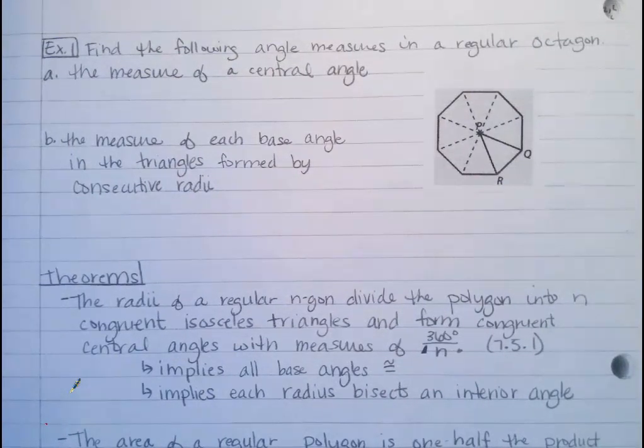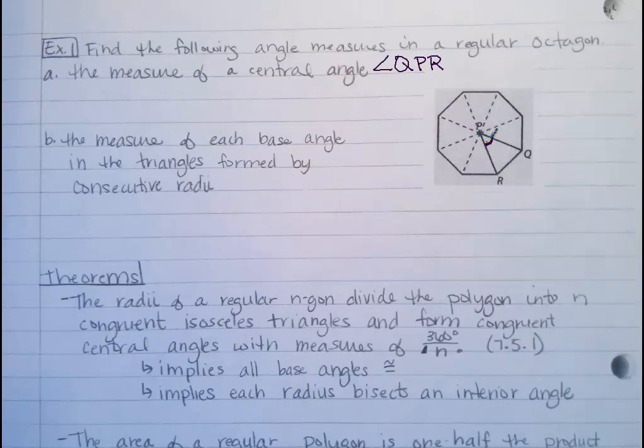Okay, so let's look at example 1. We want to find the following angle measures in a regular octagon. So A, the measure of a central angle. Name the central angle for me, first of all. P would be a central angle, yes, right? So a better name would be angle QPR. So that is a central angle.